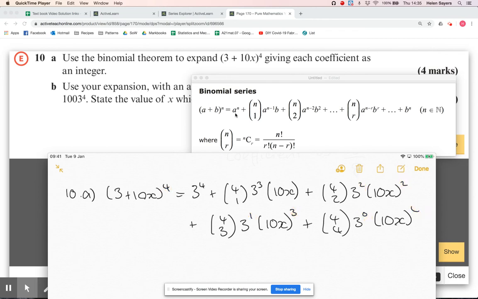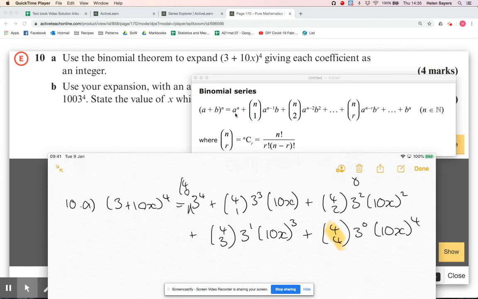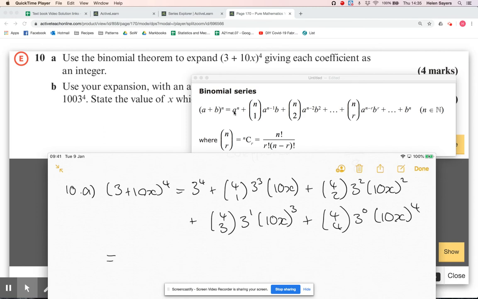Okay, the other thing is this is just 1, so we don't bother writing, so there actually is a coefficient there of 4 choose 0, but for anything choose 0 that is going to be 1, so that's why they haven't even got it on the general formula. Okay, so let's just start to simplify that down. Okay, so my constant term is just 3 to the power of 4. So that's nice and easy. So that's 81. Haven't got any negatives to worry about, which is good.